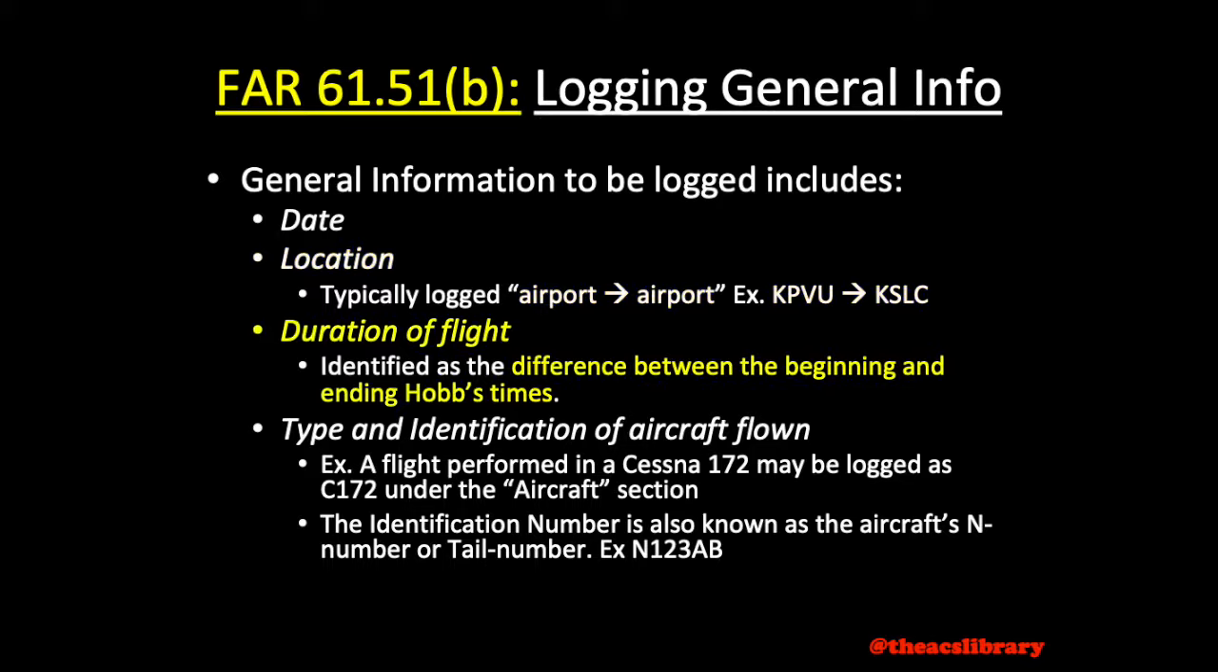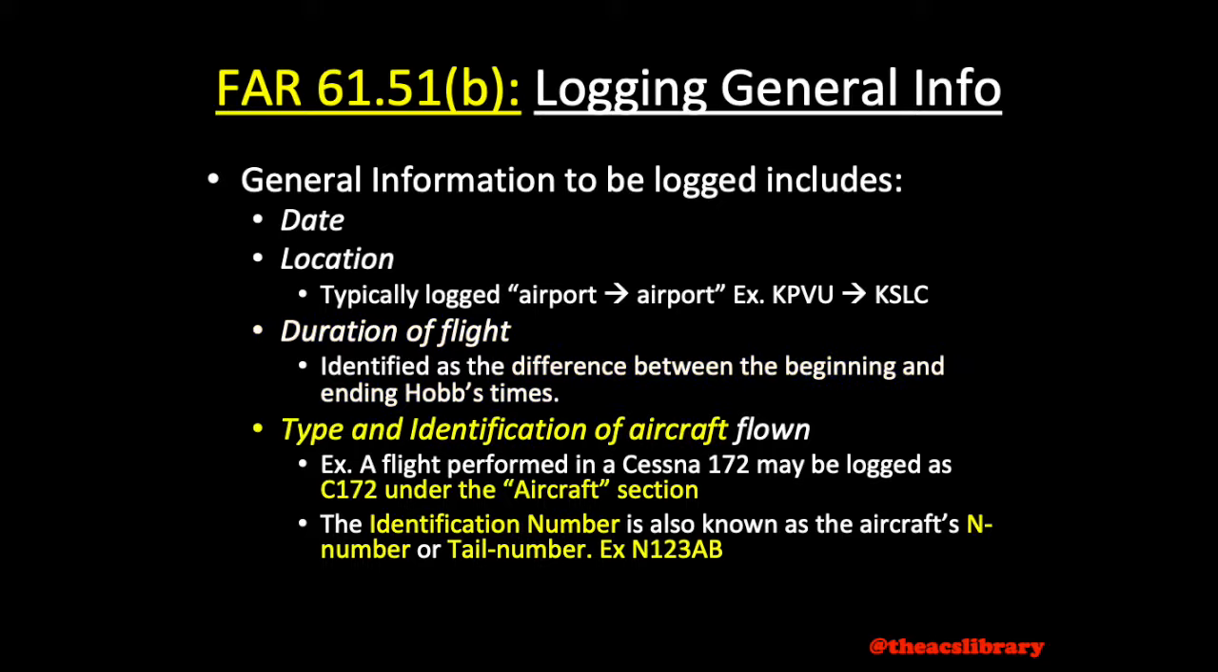The duration is identified as the difference between the beginning and ending Hobbs times. The Hobbs time is started by oil pressure or activation of the alternator. The Hobbs time may run up to 20% faster than the tach timer, which is engaged by engine RPMs. The higher the RPMs, the faster the tach timer runs. The quicker the engine, the quicker the ticker.